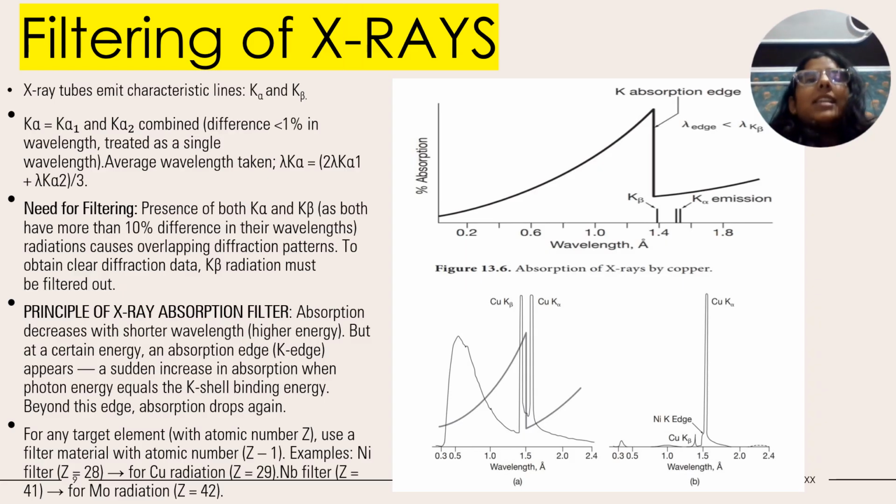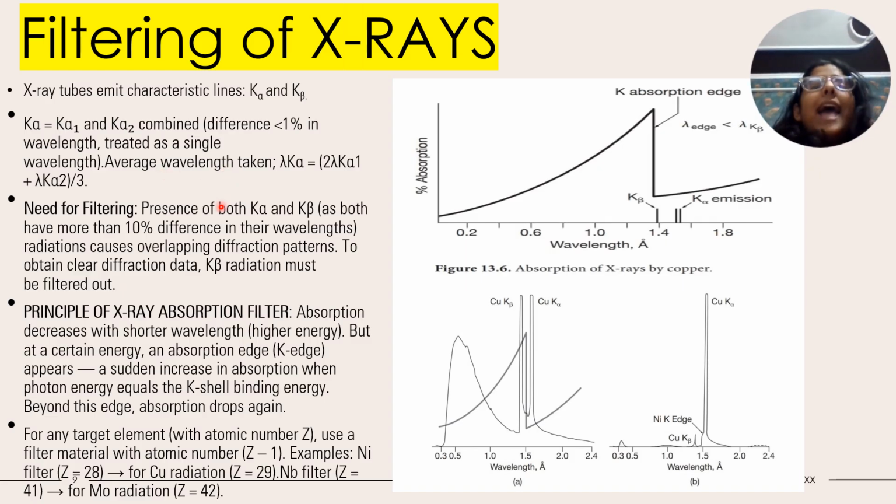Experimentally, both these lines are used together and we take an average wavelength called the K alpha line. We are talking about K alpha 1 and K alpha 2. The weighted average wavelength is calculated by the formula which is given here. As we know, K alpha 1 is about twice as intense as K alpha 2, so in this formula for the average wavelength of K alpha, we have taken twice K alpha 1 and only one multiple of K alpha 2.